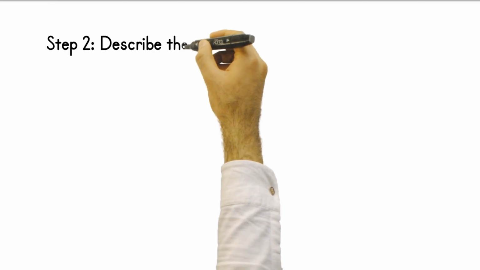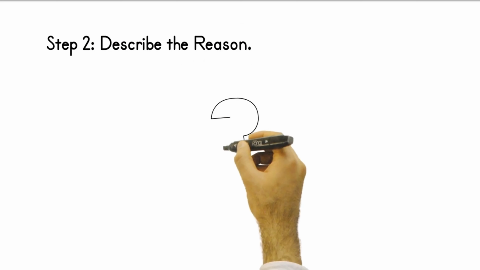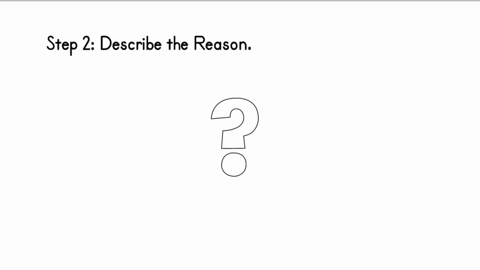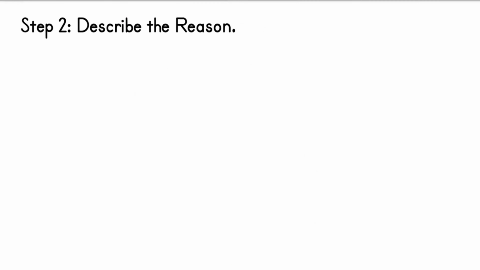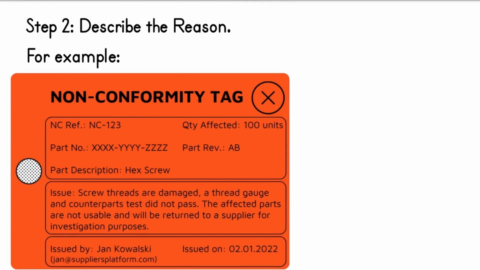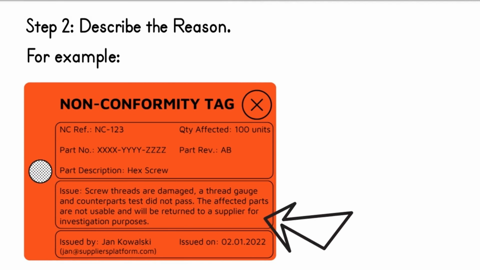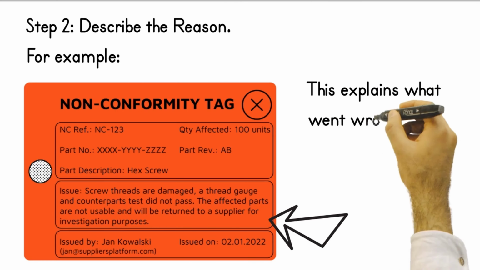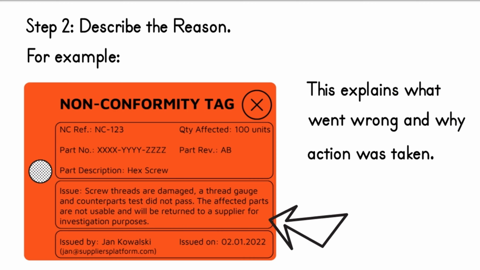Step 2. Describe the reason. Next, record the reason why the part was rejected and separated. For example, screw threads are damaged. Thread gauge and counterpart tests did not pass. The affected parts are not usable and will be returned to the supplier for investigation. This explains what went wrong and why action was taken.